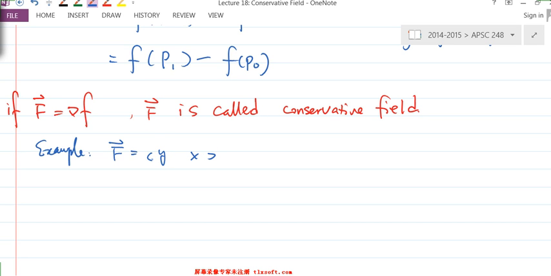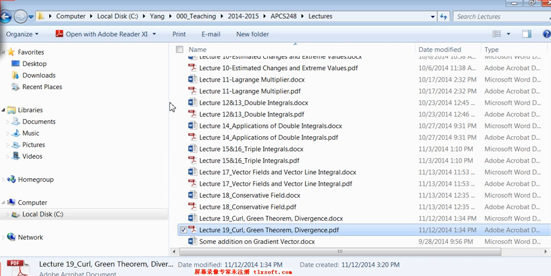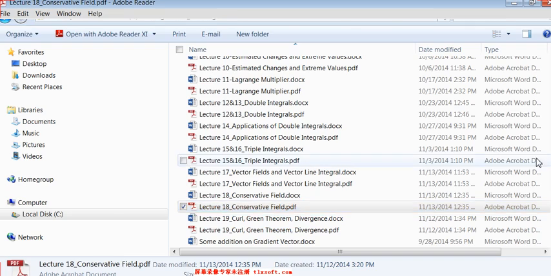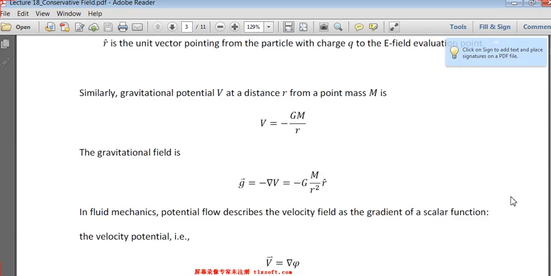Okay, and this is my vector field. I'll bring the pictures in.